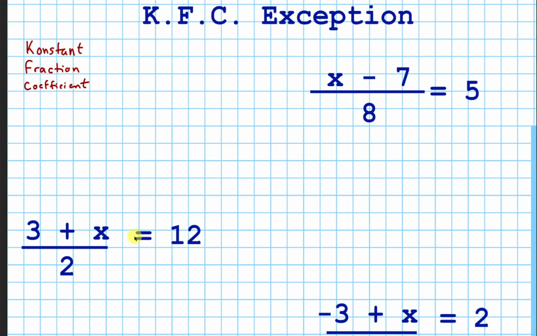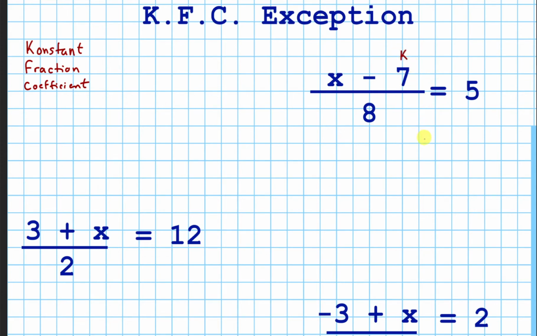But there is an exception to this rule. There is one type of problem that makes this rule void. And I'm going to show it to you here today. Take a look at this problem over here. Let's look at this equation. Find the constant, the fraction, and/or the coefficient.